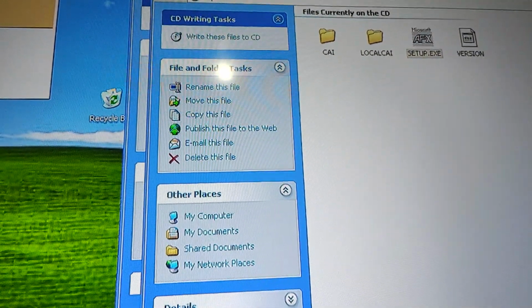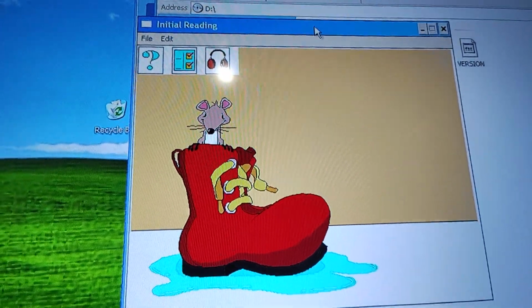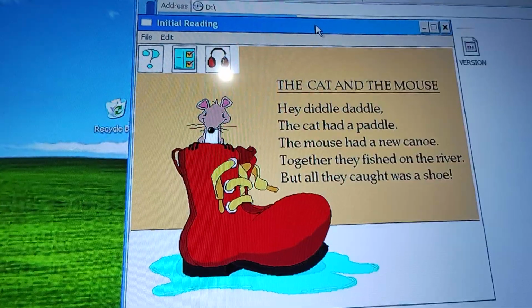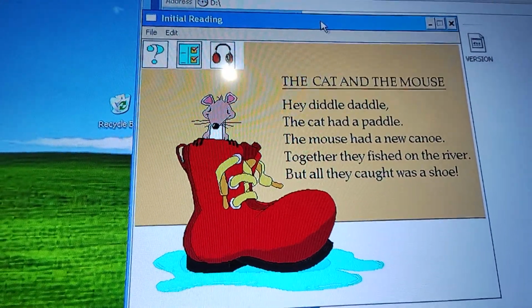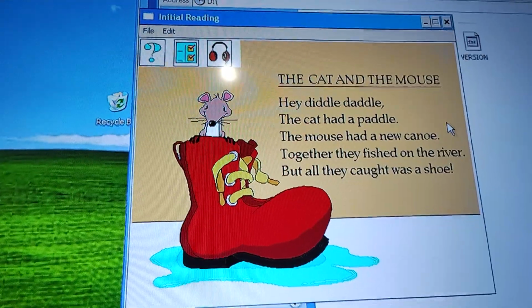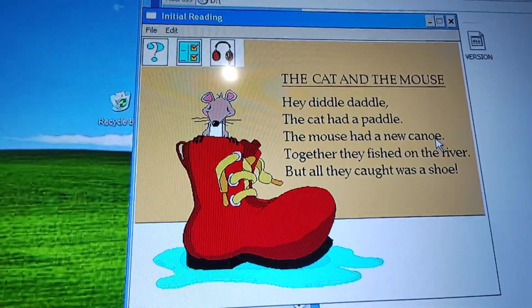Today, I have a poem for you about a cat and a mouse. Hey diddle daddle, the cat had a paddle, the mouse had a new canoe. Together they fished on the river, but all they caught was a shoe.